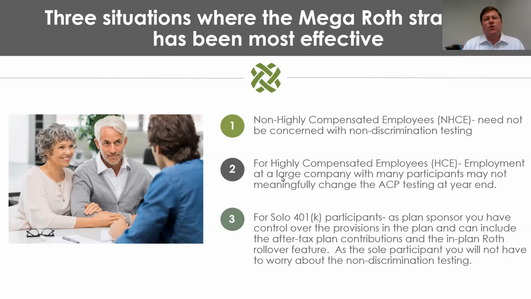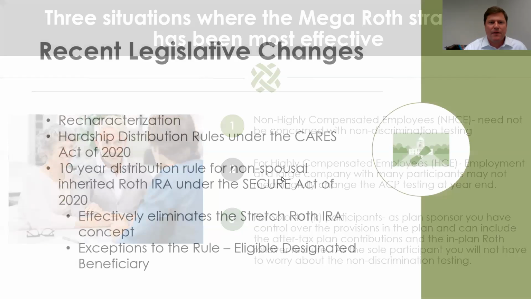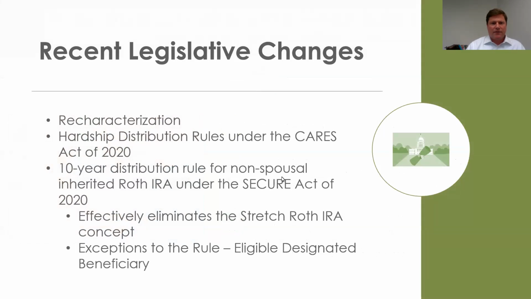The third option here is for solo 401k participants. The solo 401k has been a popular plan design for a number of years now. And as the plan sponsor, you can control how that plan is set up. You can make it include after-tax plan contributions and in-plan Roth rollover features and so forth. And as the sole participant, you're not going to have to worry about the non-discrimination testing that you would see in the plan. So all of these options we talked about today, these 4 options, are great options for conversion and being able to participate in the Roth.